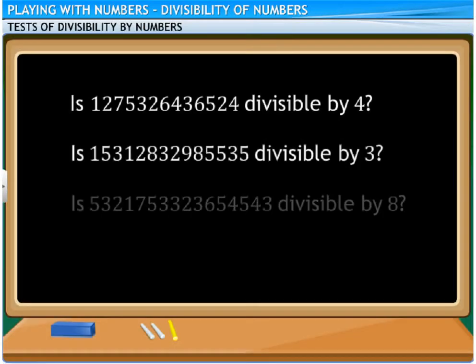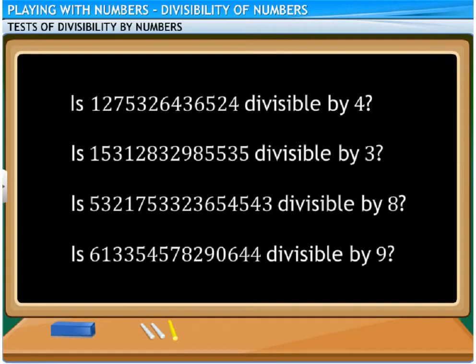Now, look at these questions. They involve some very large numbers. How will you answer them? One way, by actually carrying out the division. However, there is another way in which you can answer these questions without doing the lengthy division.